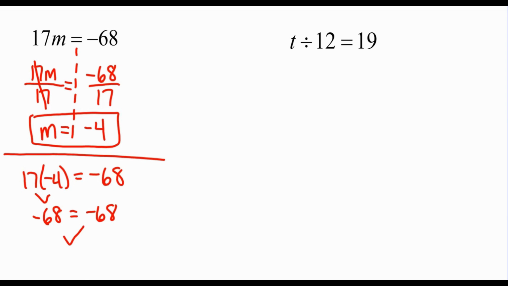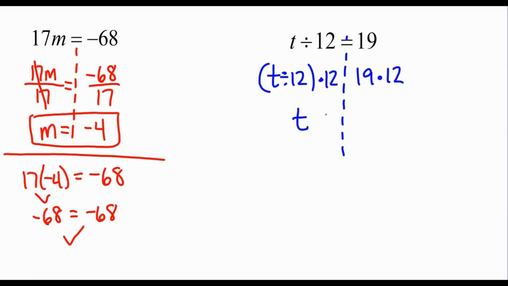And then lastly, t divided by 12 equals 19. What divided by 12 equals 19? Well, the opposite of dividing by 12 is multiplying by 12. So I'm going to multiply both sides of my equation by 12 to undo that division. T divided by 12 times 12 is just t. And 19 times 12 is 228. And there is my solution.